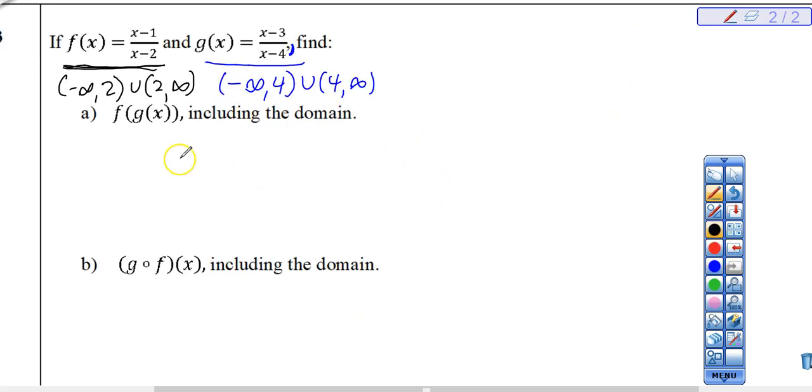I know. You better clue in. Here we go. So we're going to be doing the f of what? What are we plugging in here? Which is x minus 3 over x minus 4. All right, so here we go. Don't be afraid.